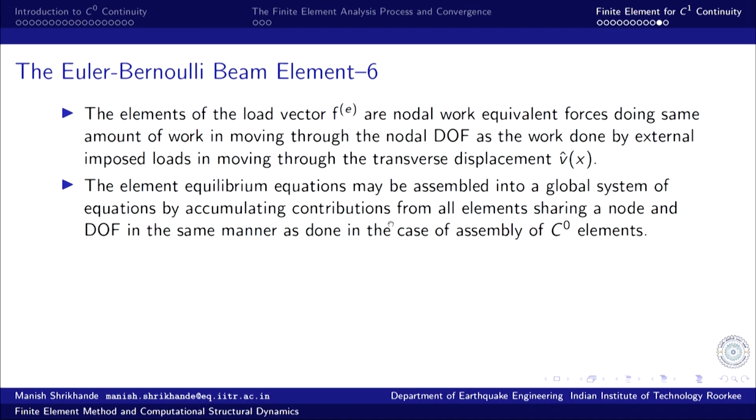So, by accumulating contributions from all elements sharing a node and degree of freedom in the same manner as done in the case of assembly of C0 elements. The only difference is that in the case of C0 elements, particularly when all the elements are aligned in one line, one coordinate frame, there is only 1 degree of freedom at each node. For arbitrary orientation, there are 2 degrees of freedom, and it becomes a similar kind of exercise.